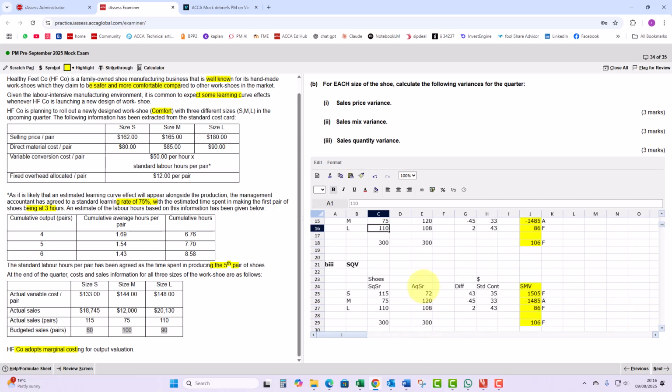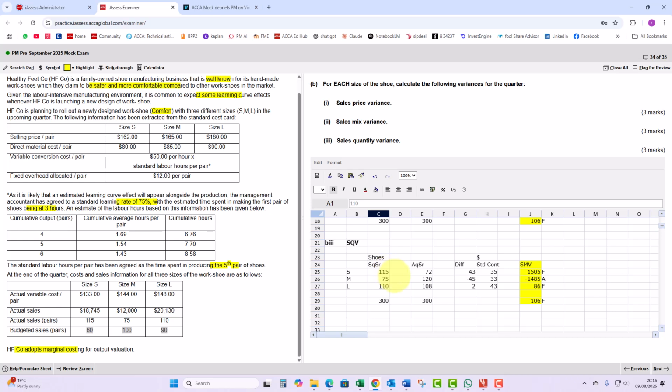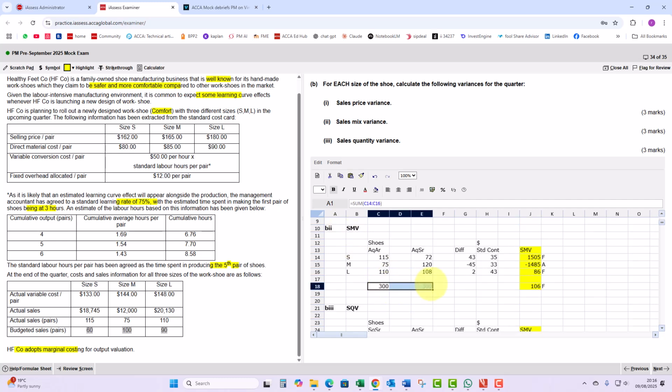So I've locked in this column, and now I need the standard quantity at the standard ratio. Where do I get that from? I just read that straight off the bottom here. So 60, 100 and 90. With a mix variance, these should be the same.